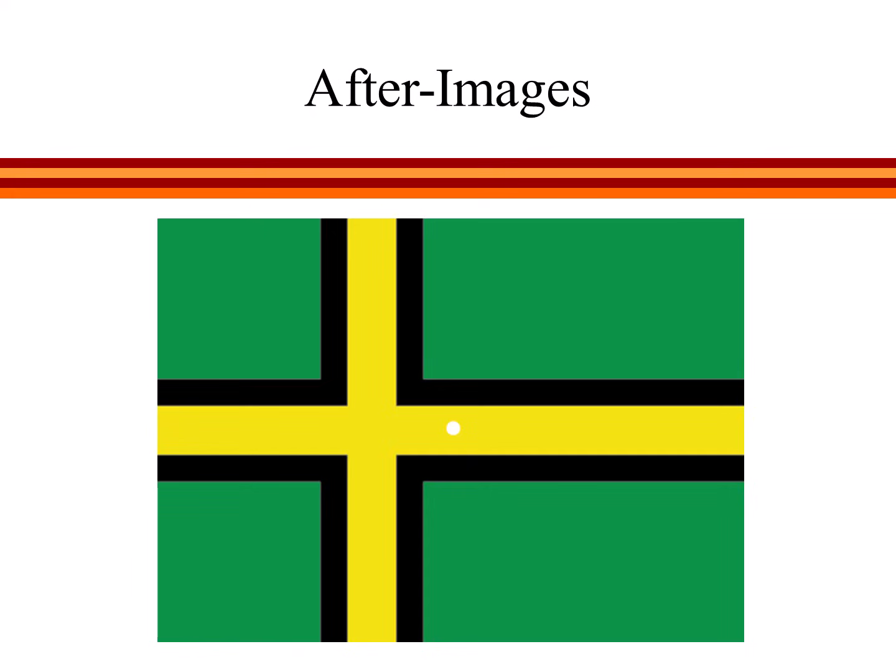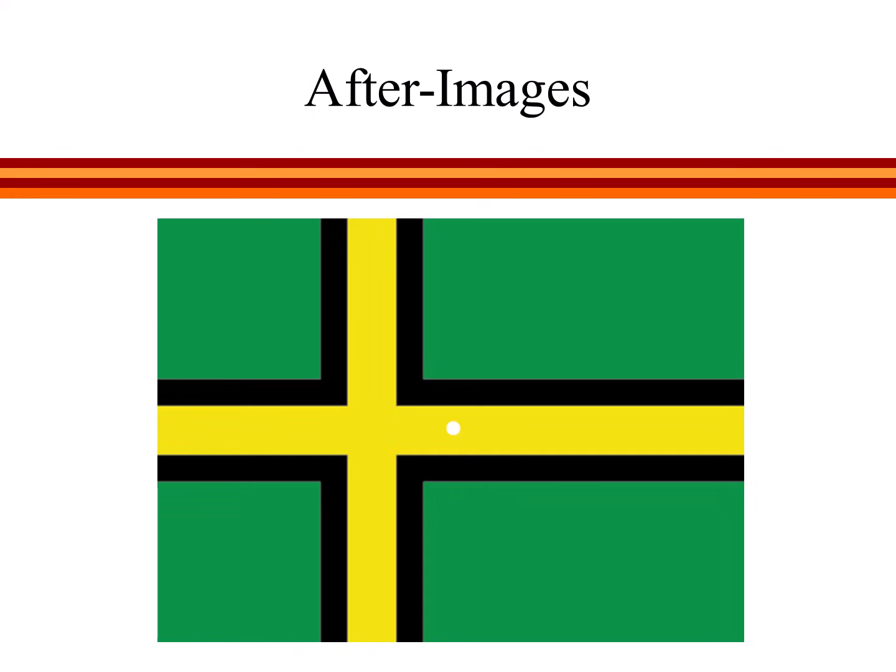So if you did this activity, what did you see? You should see an afterimage of the flag. However, instead of the flag being green and yellow like in the picture, the flag in the afterimage should appear to be red and blue. Why did this happen? Well, this is thought to be the result of opponent process.